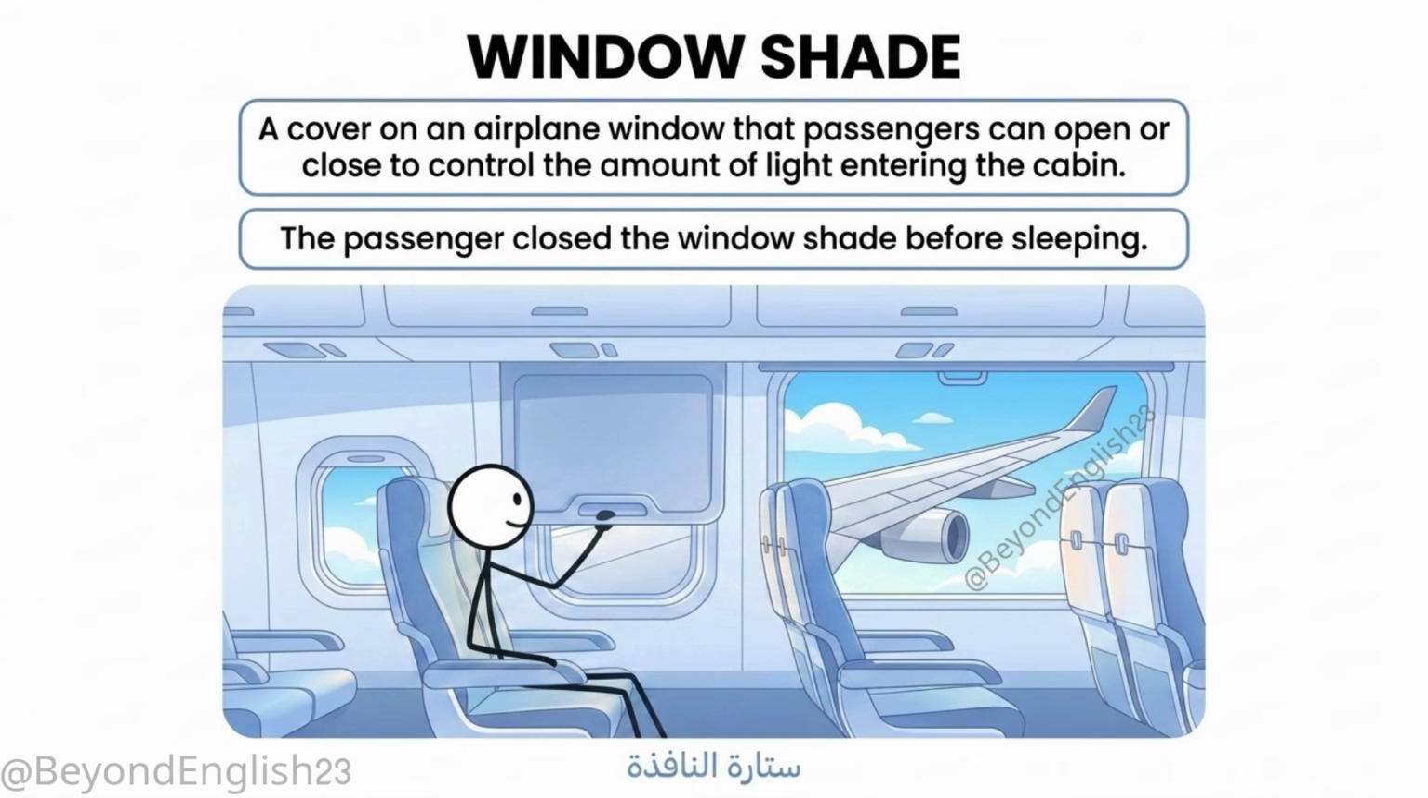11. Window shade. A window shade is a cover on an airplane window that passengers can raise or lower to control the amount of light entering the cabin. Example: passengers must open the window shades before takeoff and landing.